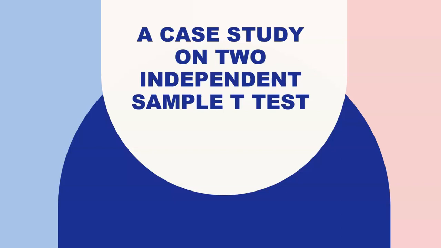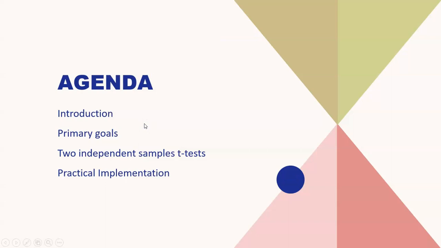So first let's discuss the case study that we are going to do in order to do the two independent sample t-test. Before going to the case study, the agenda of today's session is, first we are going to cover the introduction, the primary goals, the concept of two independent samples t-test, and then we'll move to the practical implementation of two independent sample t-test in SAS.